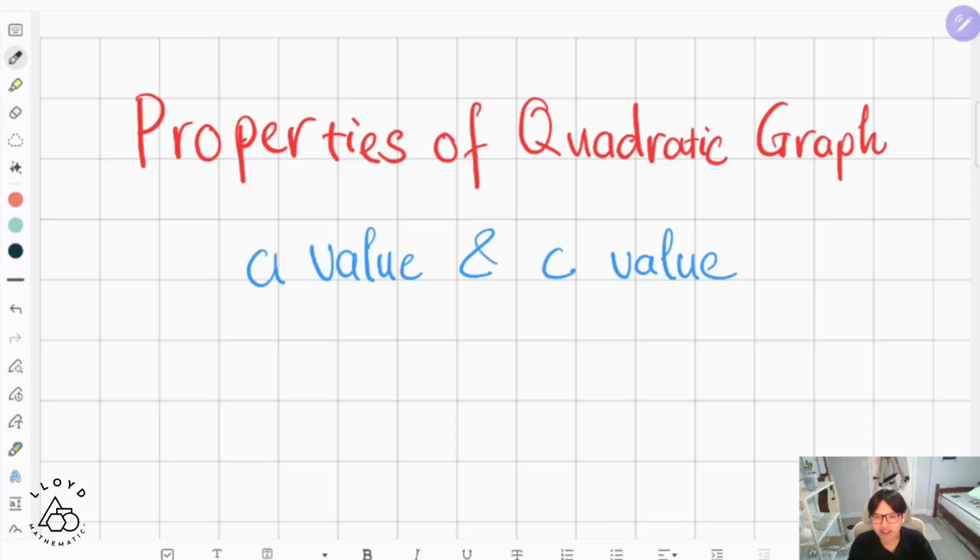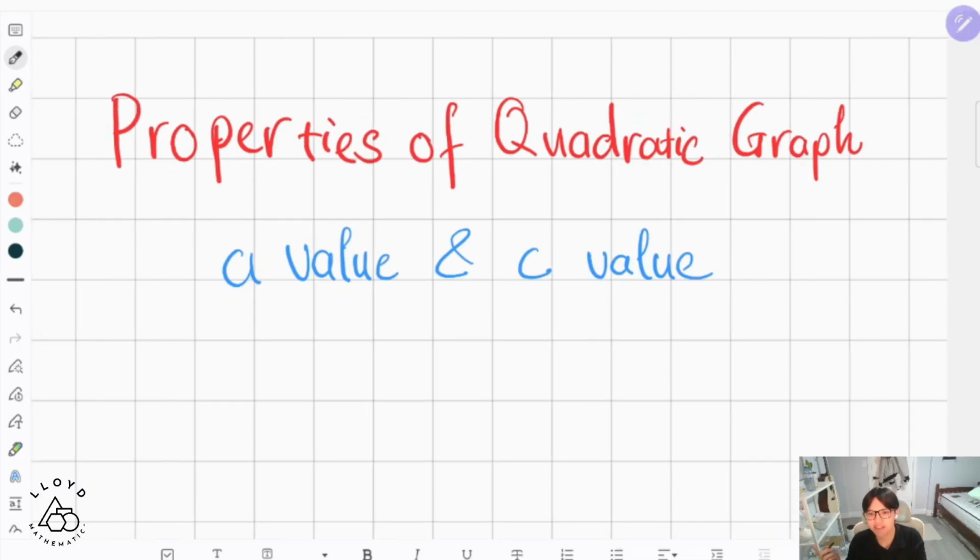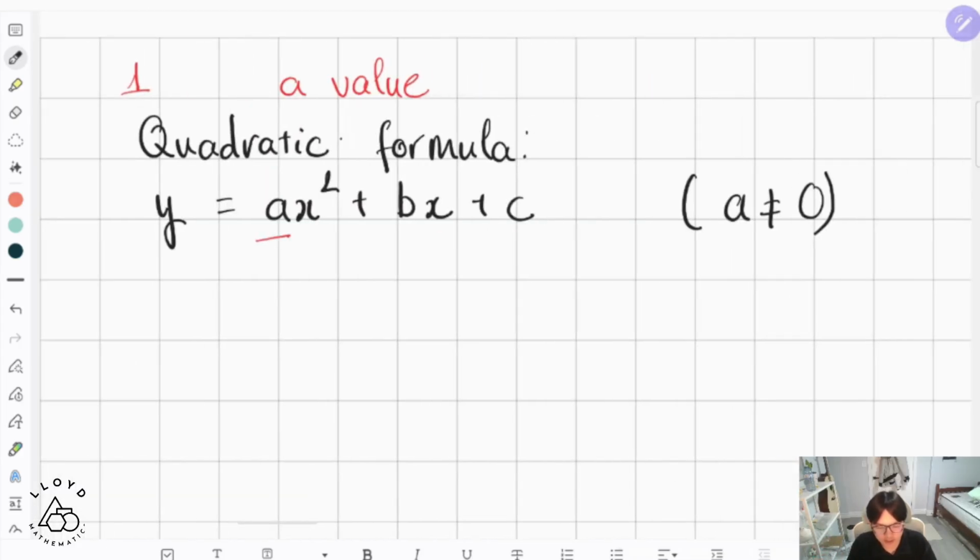So we will focus on the A value and C value in this video. So let's begin with our lesson today. First of all, the A value. As you all know, that is the quadratic formula: y equals ax squared plus bx plus c, right? And a needs to be different from 0. So what does the number a, the coefficient of x squared, affect in the graph?